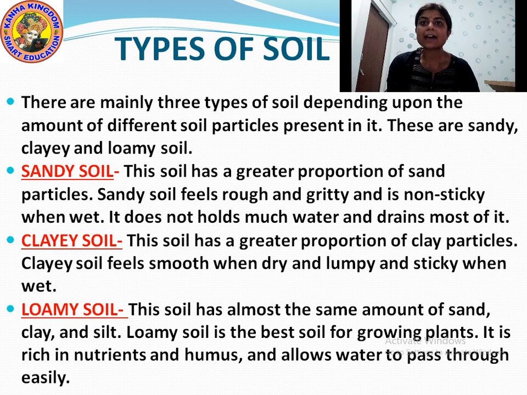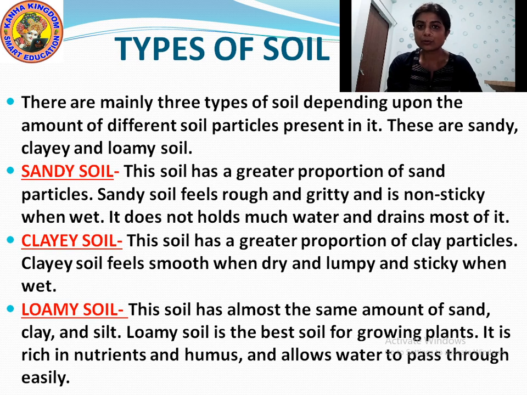This soil has almost the same amount of sand, clay and silt. And in loamy soil, it contains sand also, it contains clay also and silt also in the same proportion. Nothing is more or less. It contains sand also, clay also and silt also. Understood? Then loamy soil is best for growing plants.